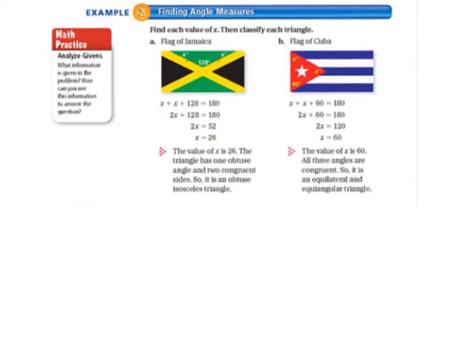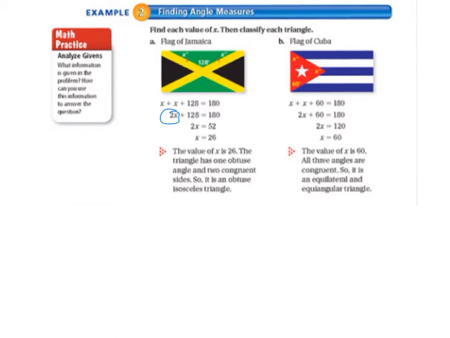Example 2 is on page 289. We're continuing to find angle measures. Letter A, the flag of Jamaica, has a triangle at the top and it has two x's. Now those are going to be the same. And we have x plus x plus 128 degrees. So we combine like terms and we get 2x plus 128 degrees.